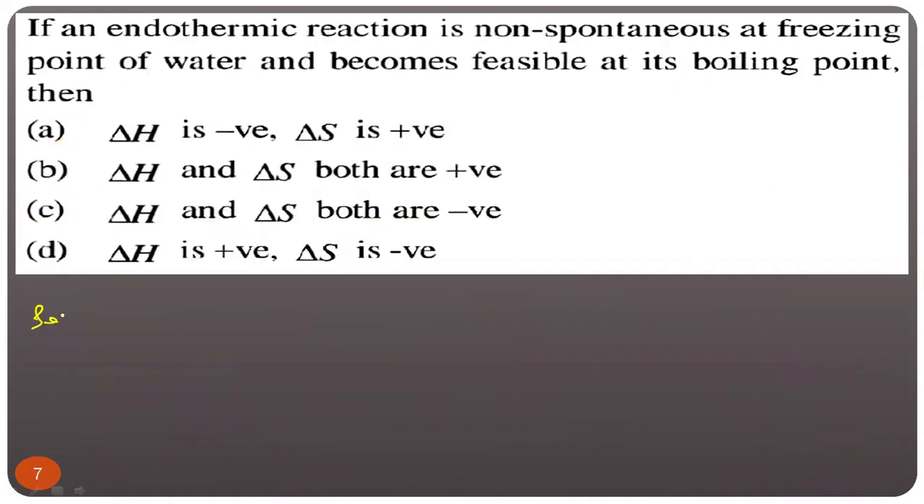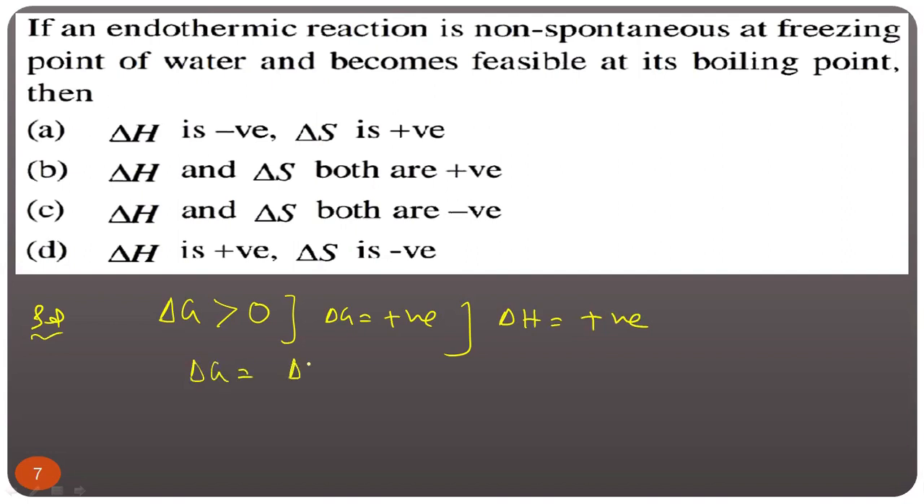Now tell me, if endothermic reaction is non-spontaneous at freezing point of water. Okay, and what is given? If endothermic reaction is non-spontaneous. Non-spontaneous means delta G is greater than 0, means delta G is positive. Endothermic reaction means delta H positive. Now we know delta G is equal to what? Delta H minus T delta S.